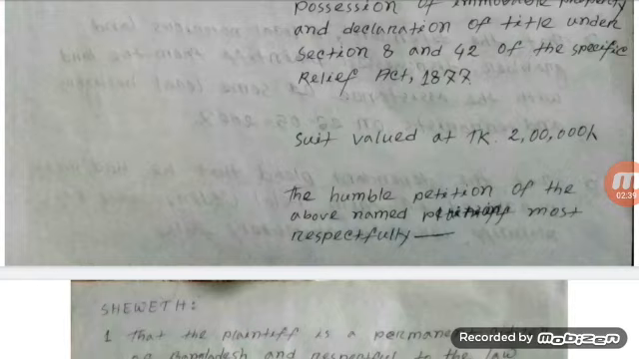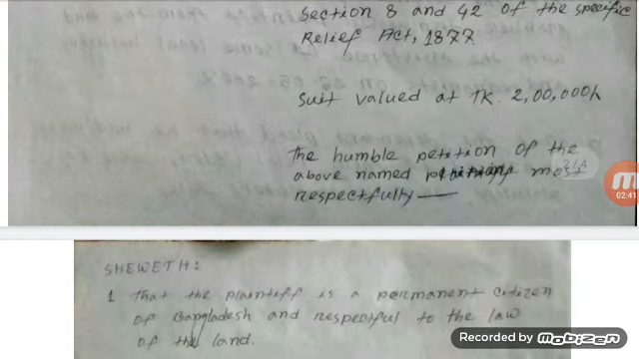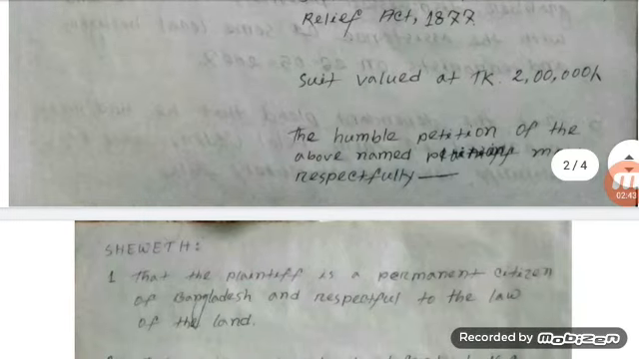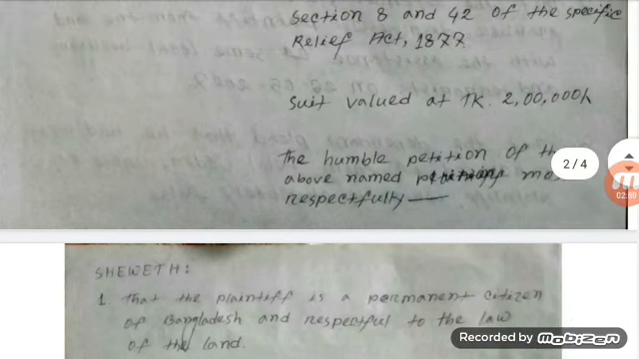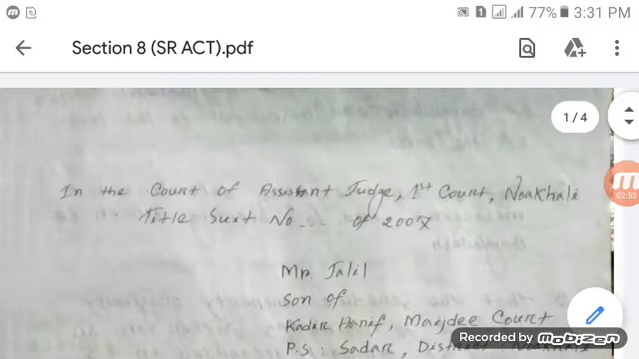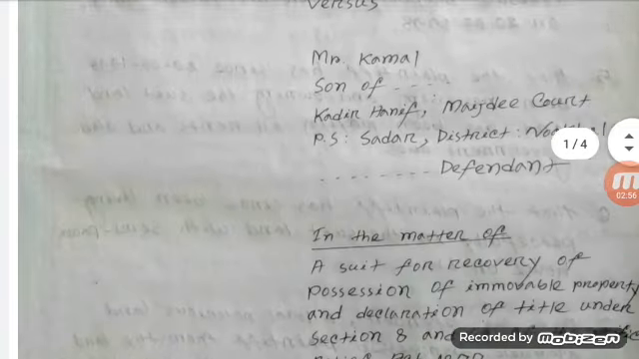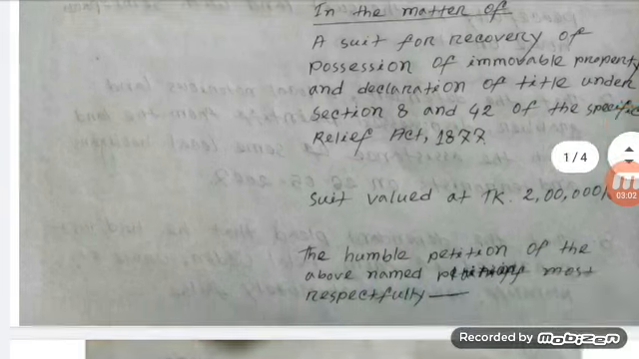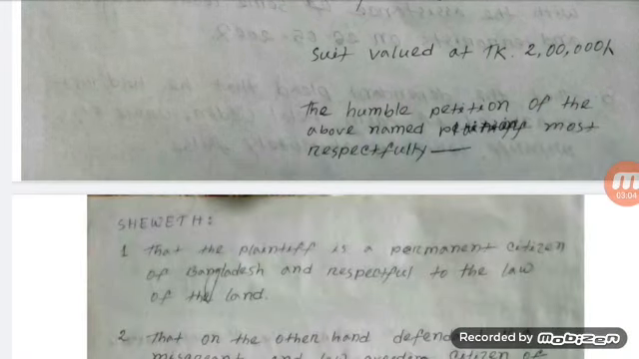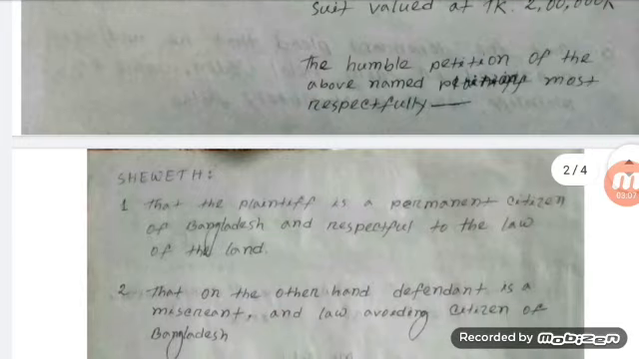Okay, and after writing the subject matter, you have to write the suit valued at Taka 2 lakhs here. So being Taka 2 lakhs here, the court is the Assistant Judge Court. Okay, but more than 2 lakhs up to 4 lakhs, it will be the Senior Assistant Judge Court. Okay, and more than 4 lakhs, it will be the Joint District Judge.